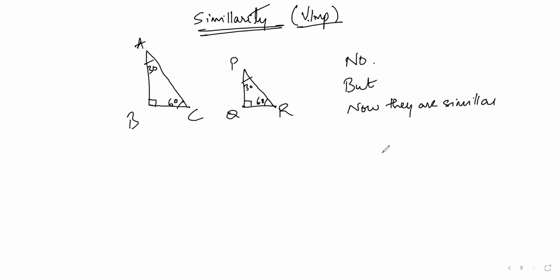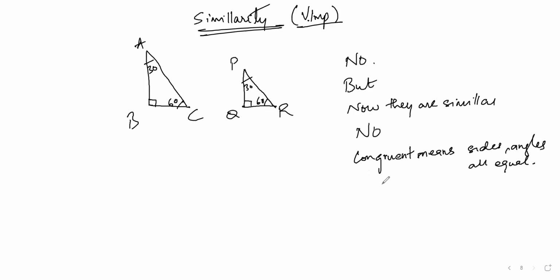Can I say they are identical? No, because identical means congruent, and congruent means the sides, angles, everything is equal. So they are not identical, they are similar. But for similarity to take place, the angles have to be equal.